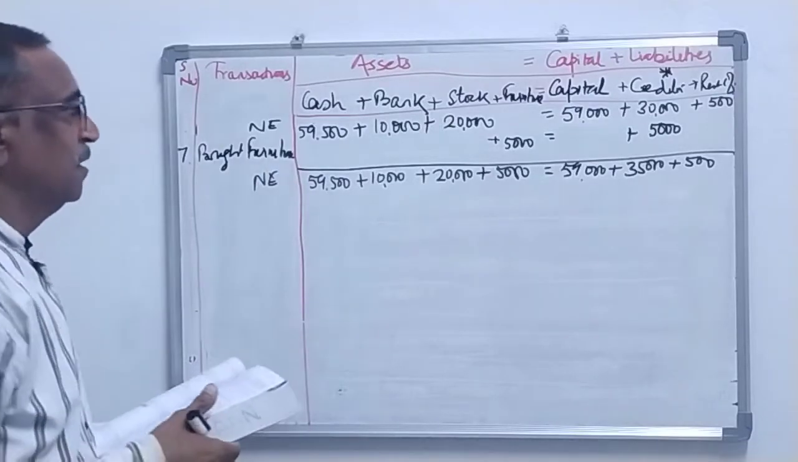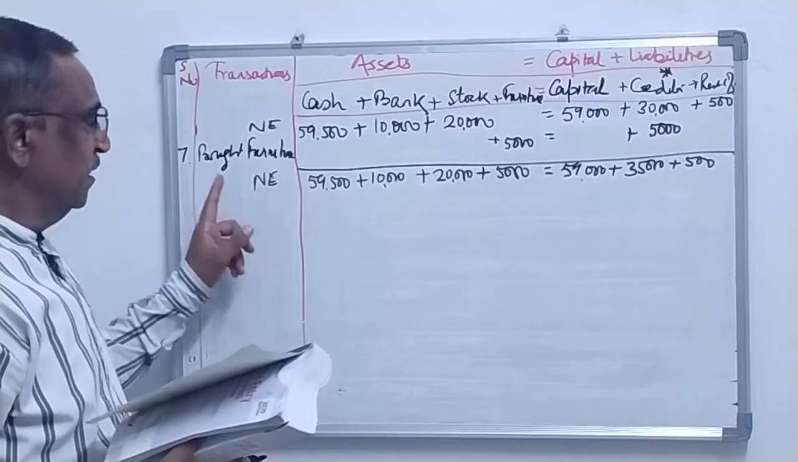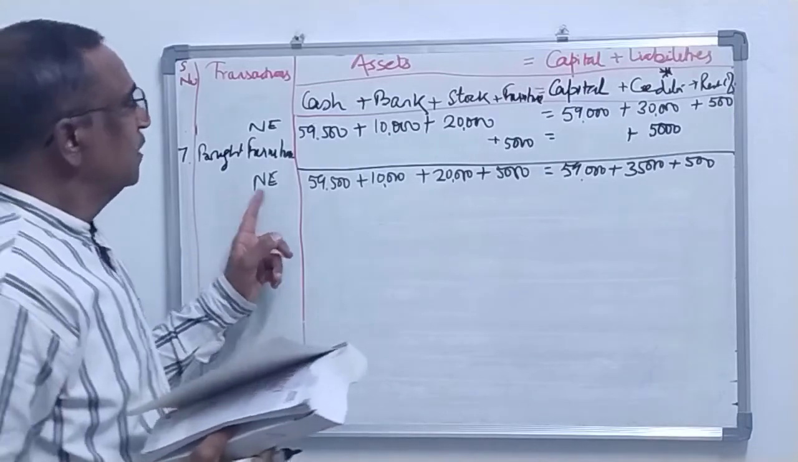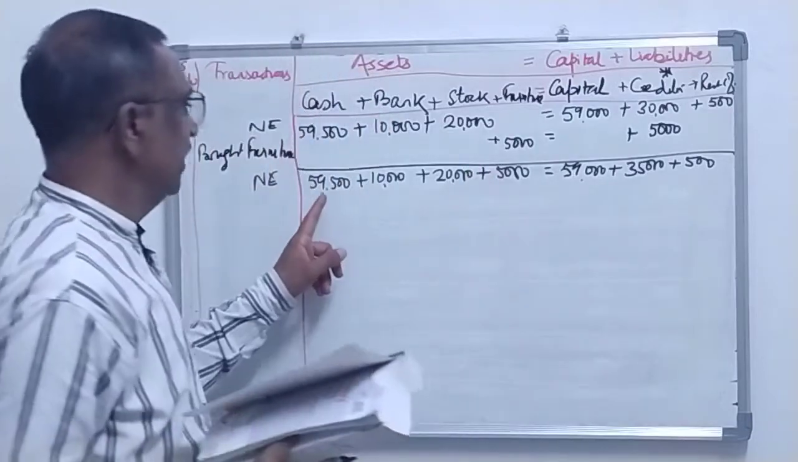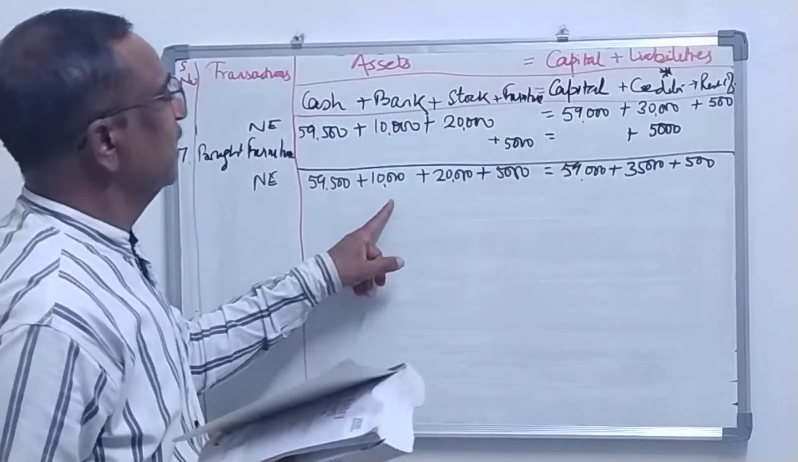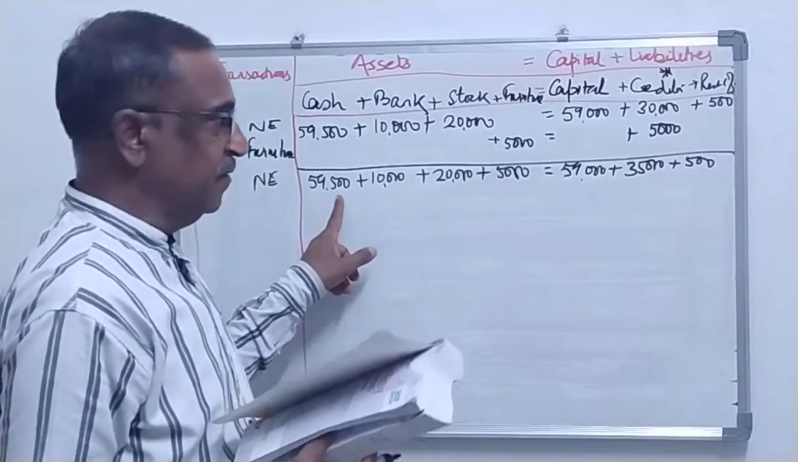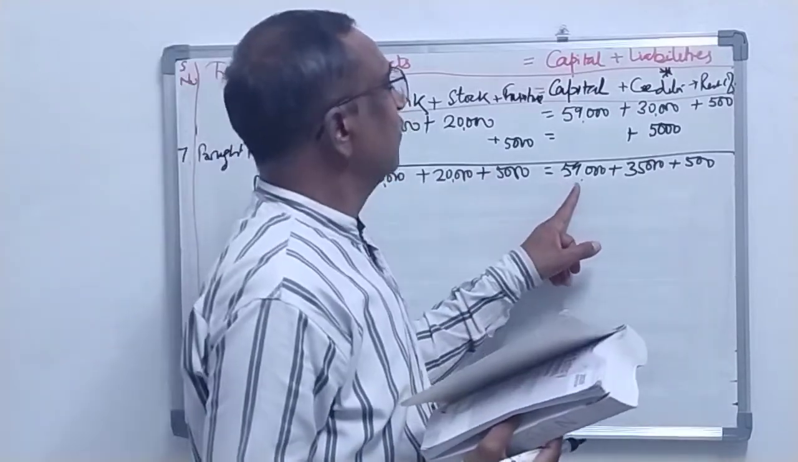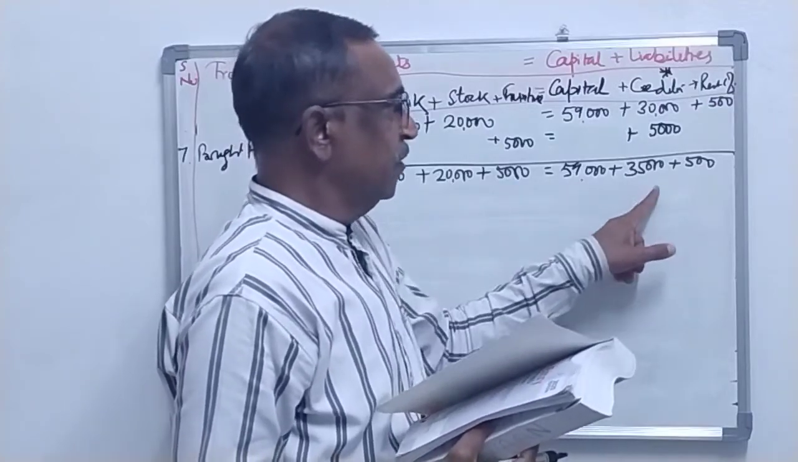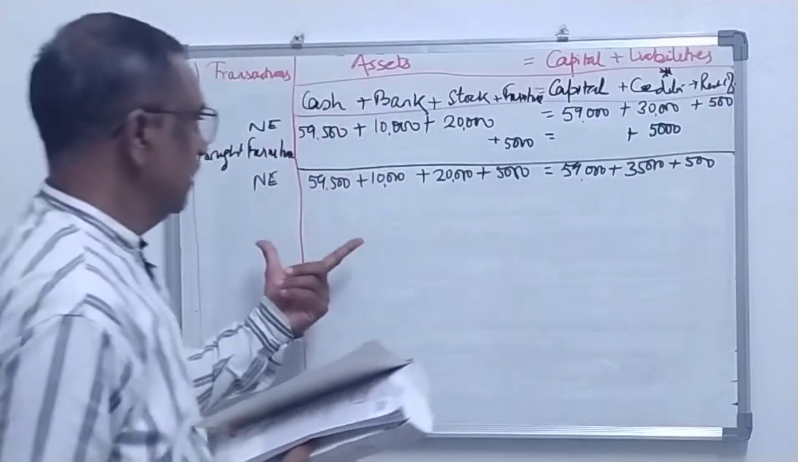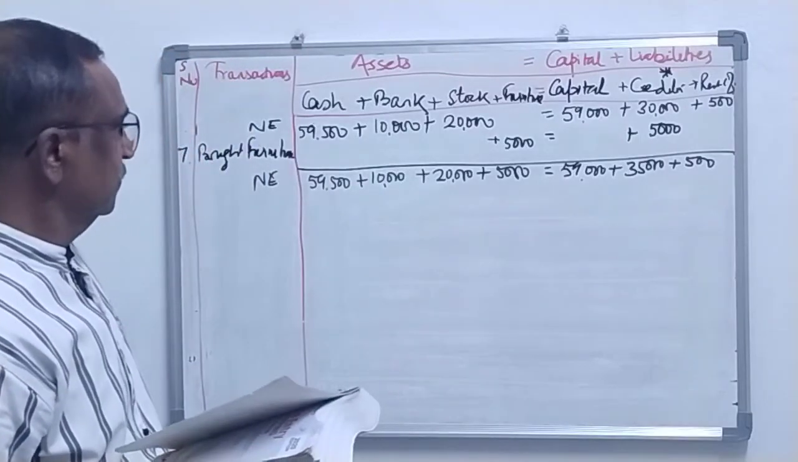Now, after transaction number 7 of buying furniture, the new equation comes out to be this one. We can add 59, 69, 89, 94, 94,500. That means both the sides are equal. Okay.